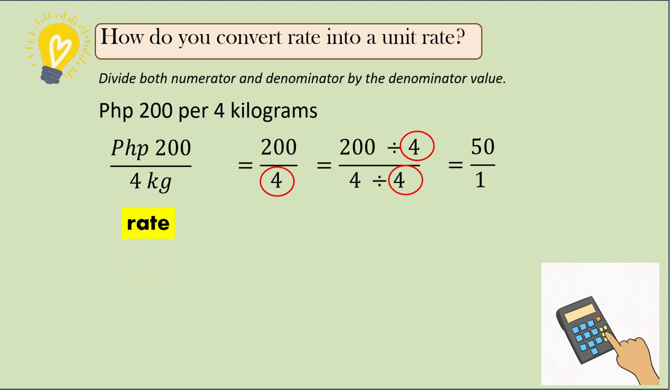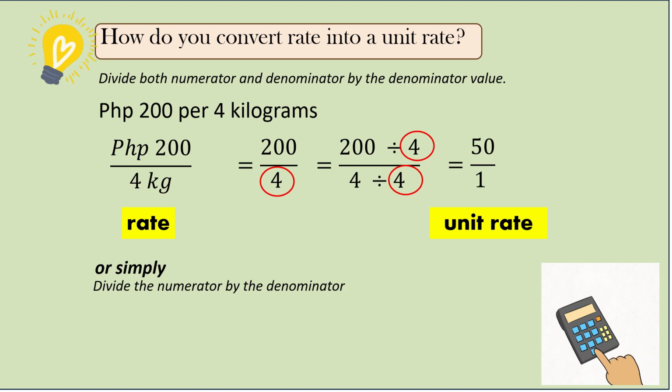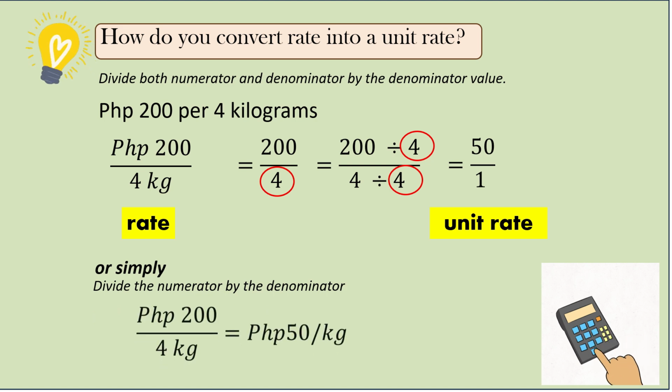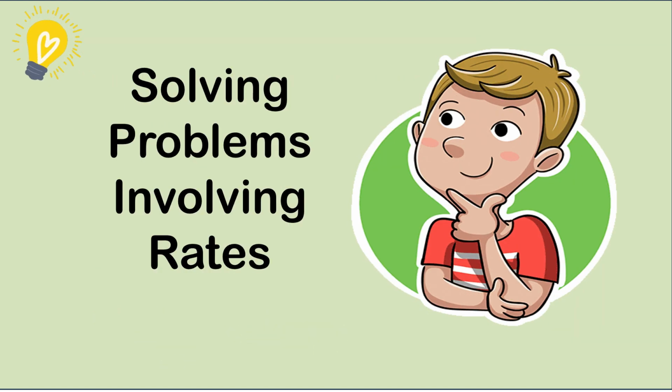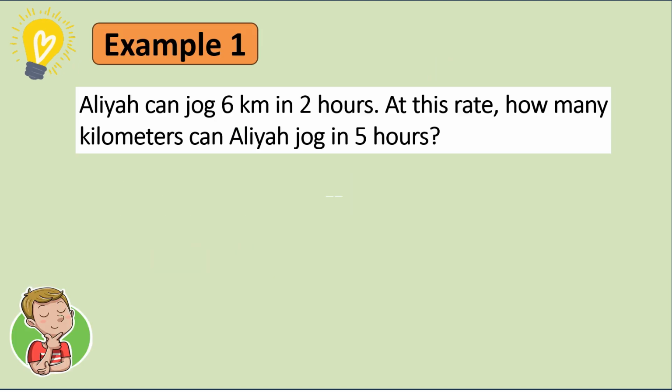The first fraction is called rate, while the answer is a unit rate. Or simply, we can solve it as, divide the numerator by the denominator, and we have 50 pesos per kilogram. Let us now solve problems involving rates.